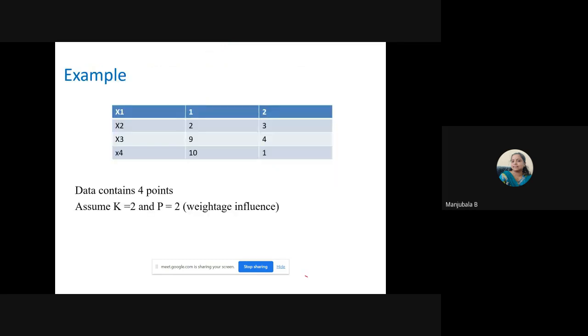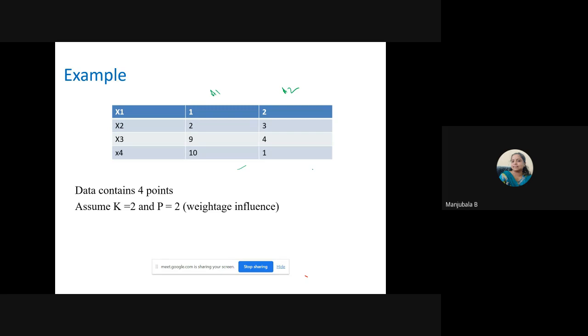Okay. And now let us do this small example. Suppose we are having 4 data points. We'll consider the number of clusters is less than the number of data points, so that we can group the data points among these 2 clusters. Here there are 2 attributes, so the dimension of the data is 2. This is the attribute A1, this is the attribute A2. The values are 1, 2, 2, 3, 9, 4, 10, 1.